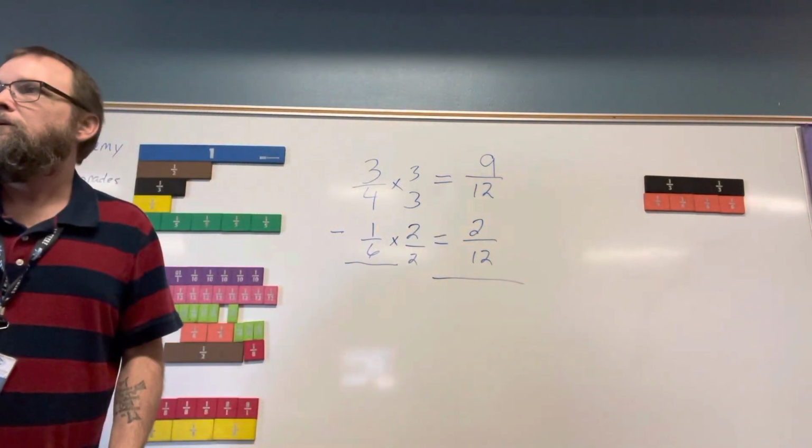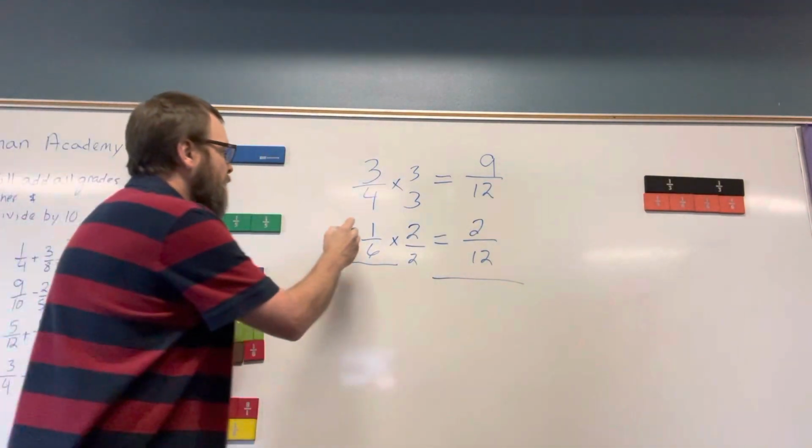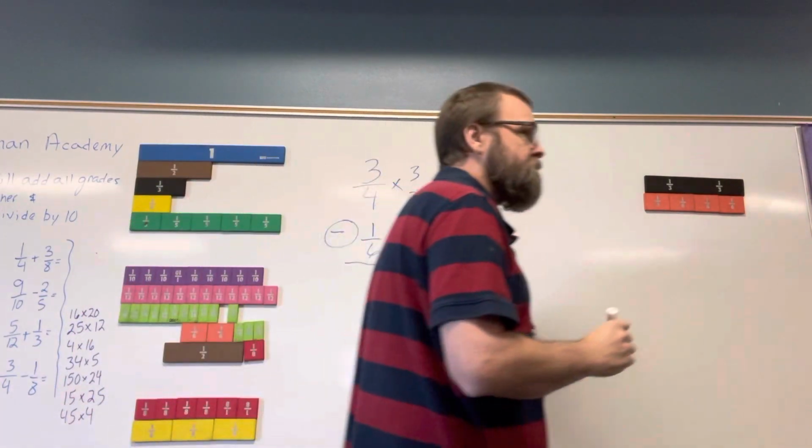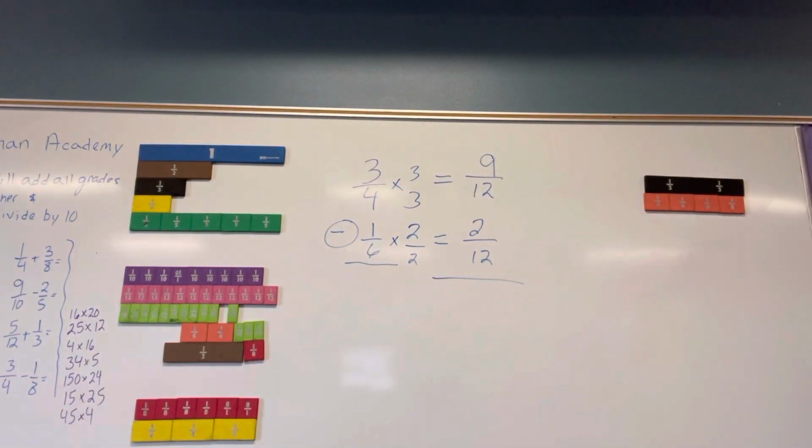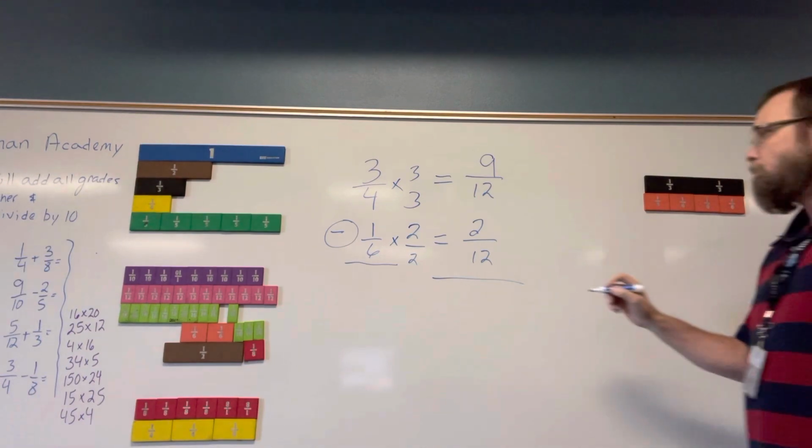Always go back and find your sign so we don't mess up on what we're supposed to be doing. So Ava, what is 9 12ths minus 2 12ths? 7 12ths.